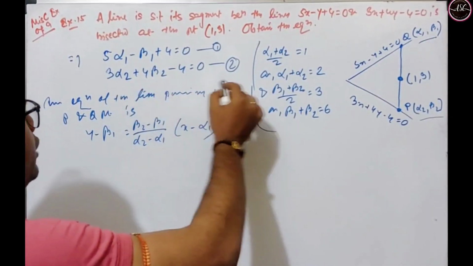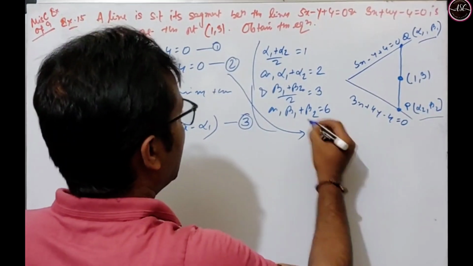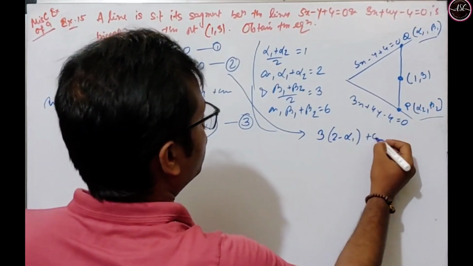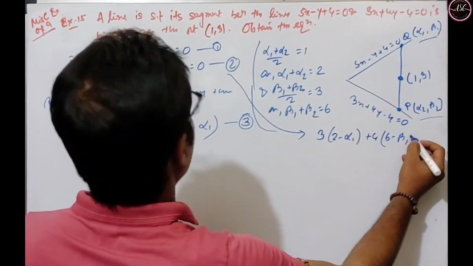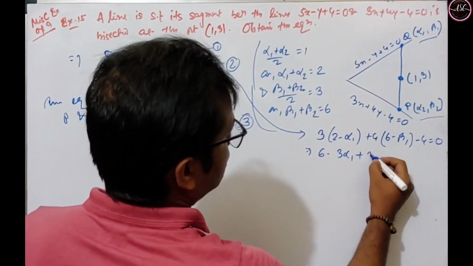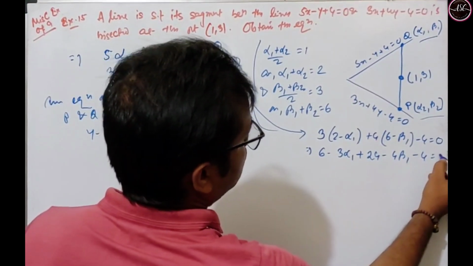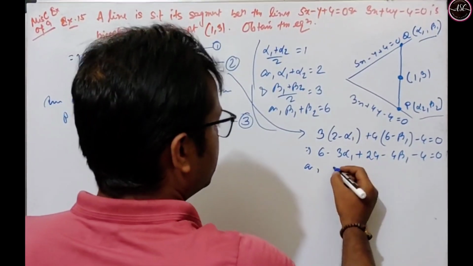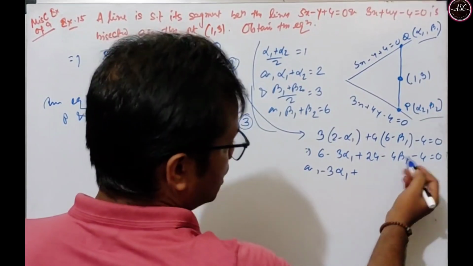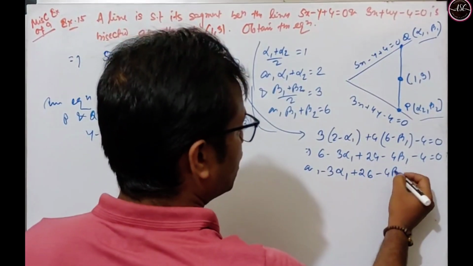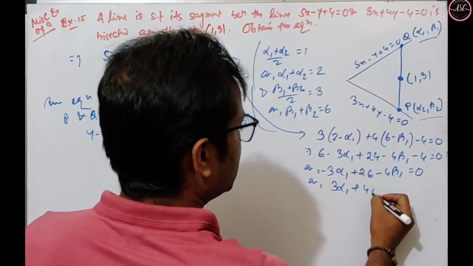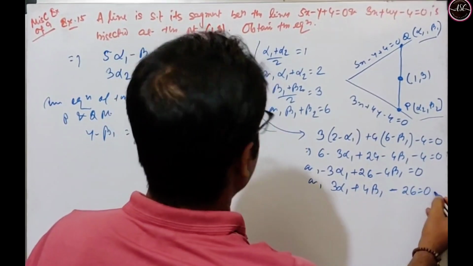Okay, now from these two we should replace alpha 2 and beta 2 by alpha 1 and beta 1. So, from 2 we can write alpha 2 equal to 2 minus alpha 1, and beta 2 equal to 6 minus beta 1. So, this will be 3 times 2 minus alpha 1 plus 4 times 6 minus beta 1 minus 4 equal to 0. So, this will be 6 minus 3 alpha 1 plus 24 minus 4 beta 1 minus 4 equal to 0. Okay, or here minus 3 alpha 1 plus 30 minus 4 equal to 26 minus 4 beta 1 equal to 0. Or this can be written 3 alpha 1 plus 4 beta 1 minus 26 equal to 0. This is the equation 4.